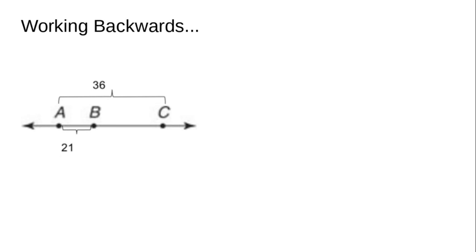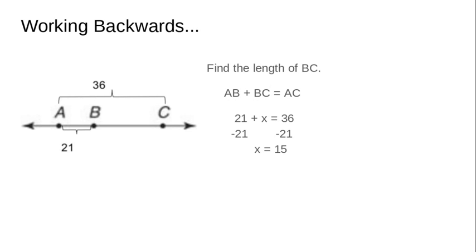Now we should also be able to work backwards with the segment addition postulate. We want to find the length of BC, and we know according to the postulate that the length of AB plus the length of BC is equal to AC. So we can just plug numbers into their appropriate spots. AB is 21, so we're going to replace it with a 21, and then AC, way over here on the other side of the equal sign, is 36. I replaced BC just with an X because it's easier to use one variable than BC. We'll subtract the 21 on each side, and we get X to be 15. So the length of BC would be 15, whatever the units would happen to be on this question.